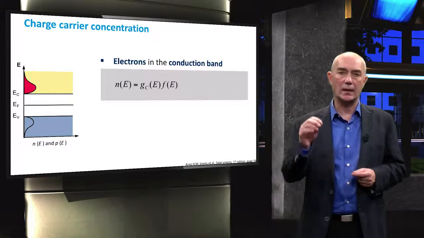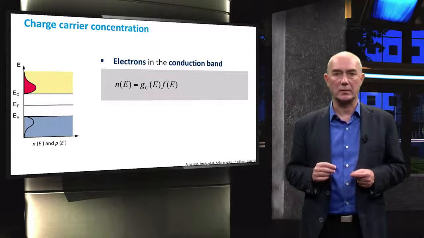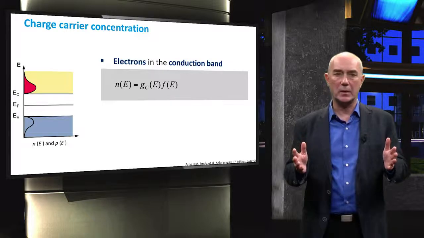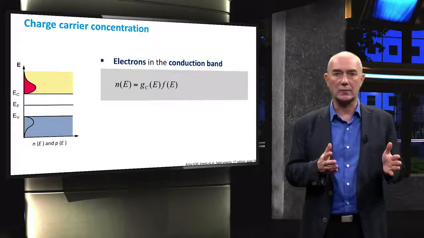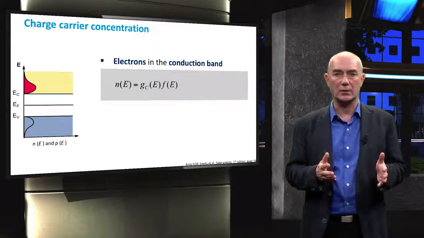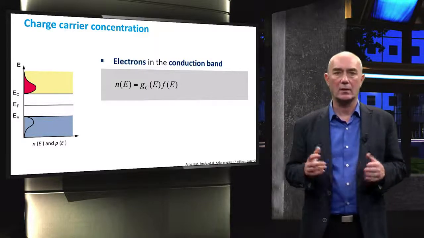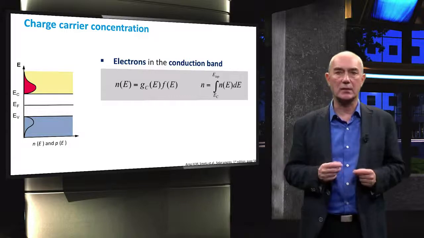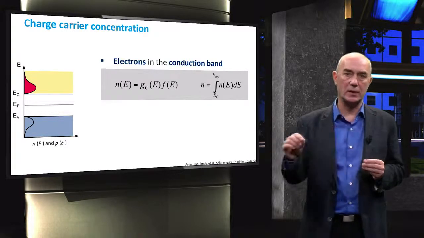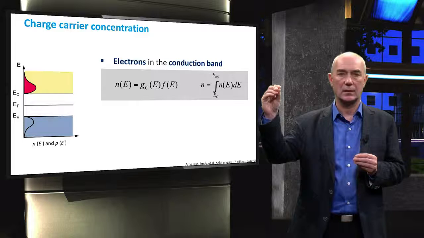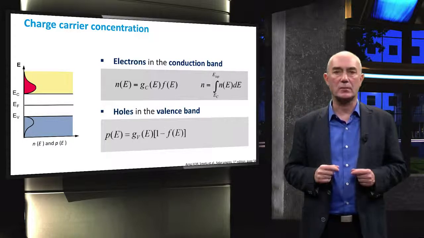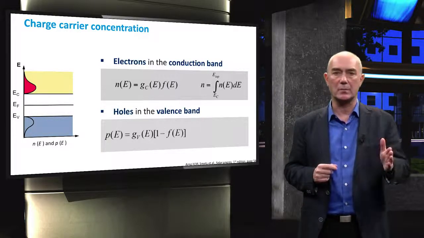We start with electrons in the conduction band. This is calculated by multiplying the density of states by the occupation function. If we want to know the total amount of mobile electrons, we just have to integrate this product from the conduction band edge throughout the band. A similar equation is used for the number of holes in the valence band.